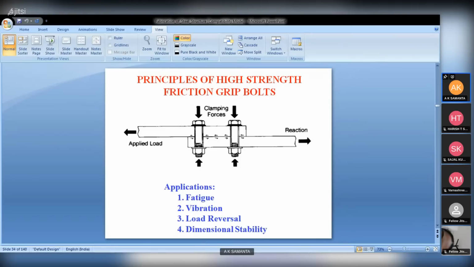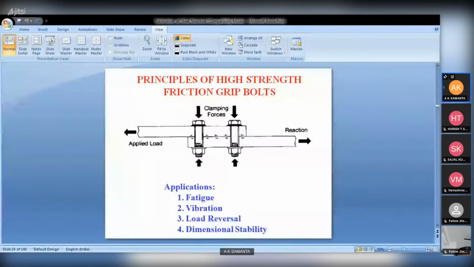Frictional strength, that is the resistance to slip, is exactly the strength of the joint. So this friction grip bolt finds application where fatigue is the criteria, vibration is the criteria, load reversal is the criteria, or dimensional stability of the structure is the criteria. In these four conditions, high strength friction grip bolts are used. However, it is a costlier bolt, so fabrication cost will be comparatively higher.